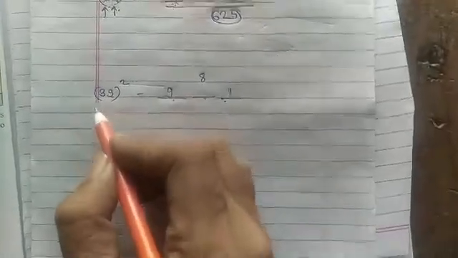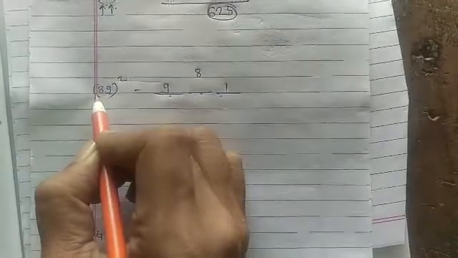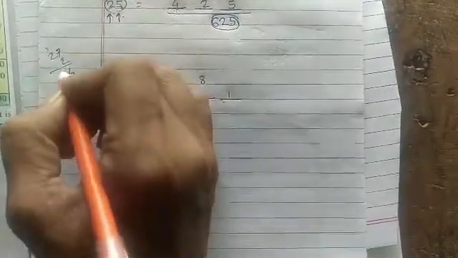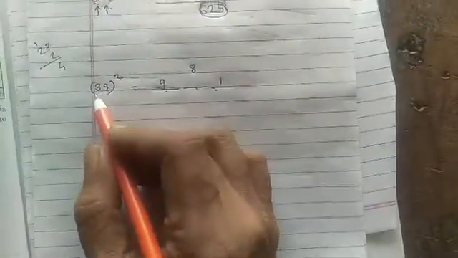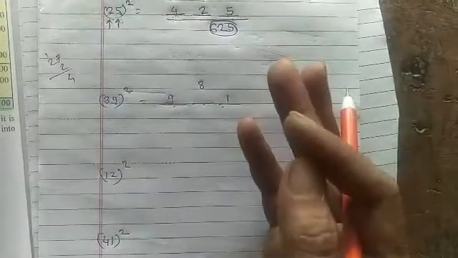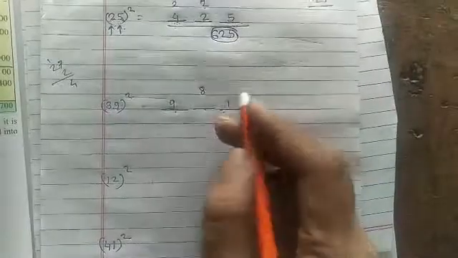Now all the numbers together should be multiplied. 9 3s are 27, 27 2s are 54. And 54 plus the 8 that you should have remembered, 54, 5, 6, 7, 8, 9, 10, 11, 12. It means that 62 is the answer.